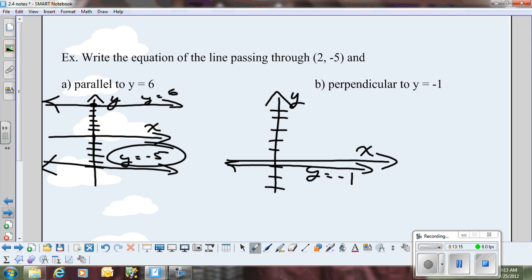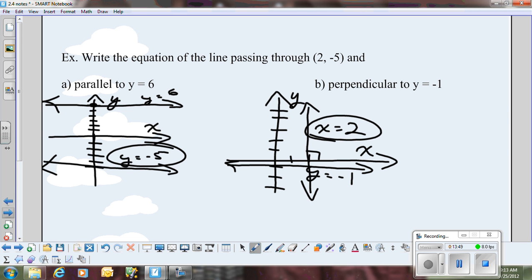But if it's vertical, what number never changes? The x or the y? The x. So it's just x equals a number for a vertical line. Okay? In our point we want to go through, what's the x value? 2. So what's the equation of my vertical line? X equals 2. Okay, so 1, 2, perpendicular, it's going to be x equals 2.